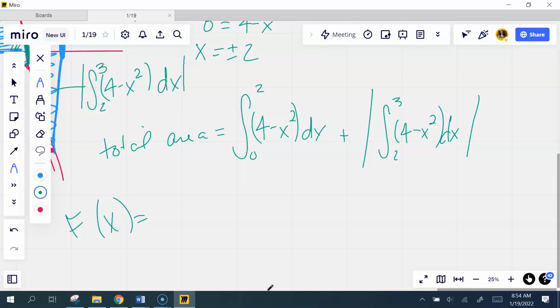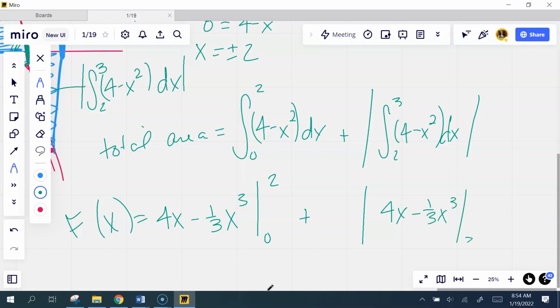Now we're going back to the fundamental theorem with it. 4x minus 1/3 x cubed. I'm going to do it from 0 to 2, and I'm also going to do it with the absolute value from 2 to 3. You should be able to do that, right?